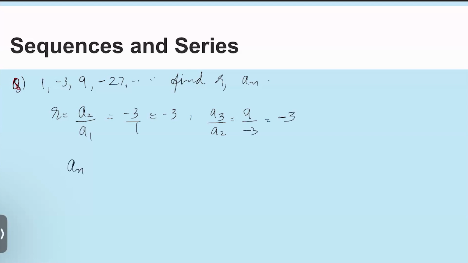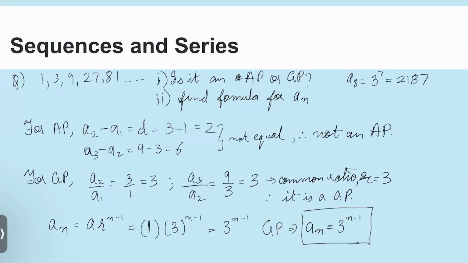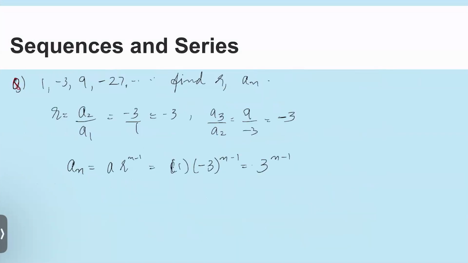So your An then becomes your A, that is your first term, so that will be A R raised to n minus 1. So this is 1 multiplied by minus 3 raised to n minus 1. So this you can see is similar to the previous one, where your An is equal to 3 raised to n minus 1. Now this is minus 3 raised to n minus 1.